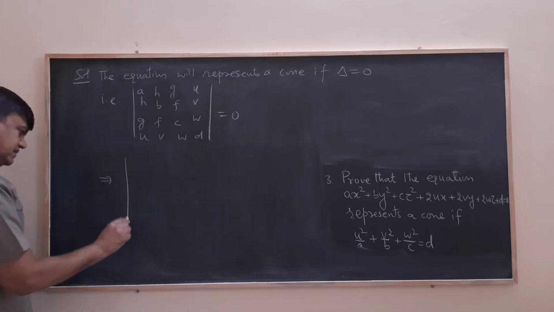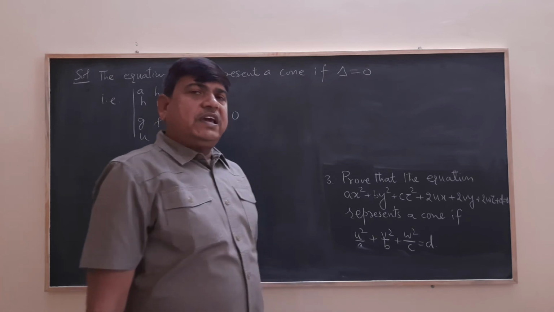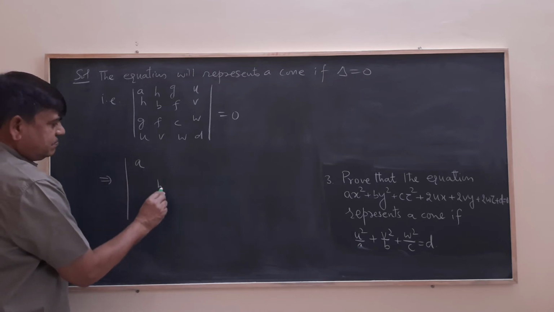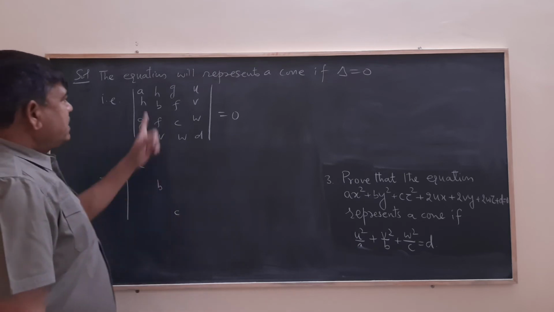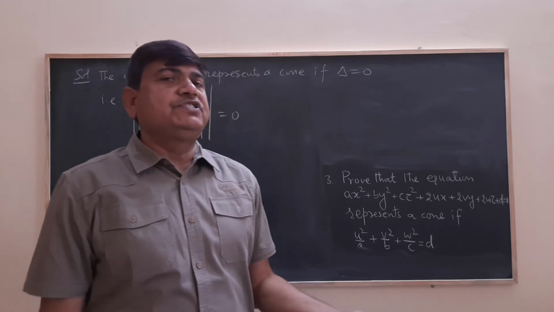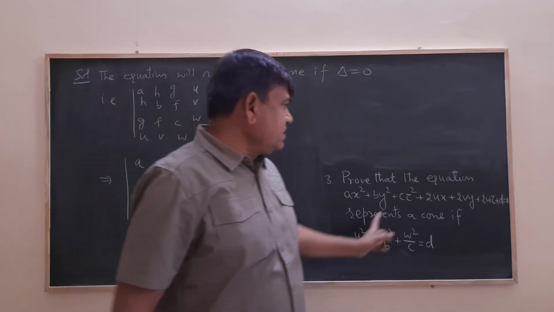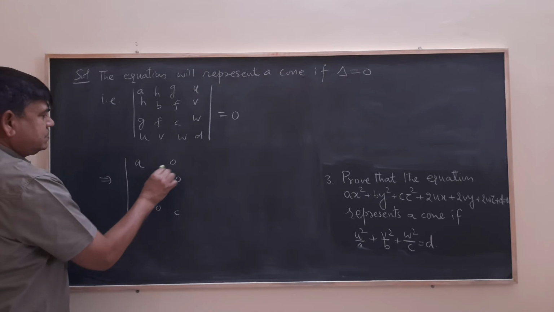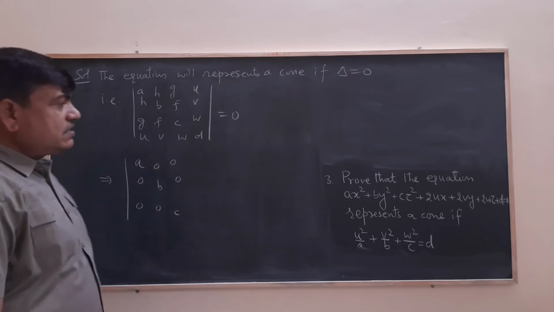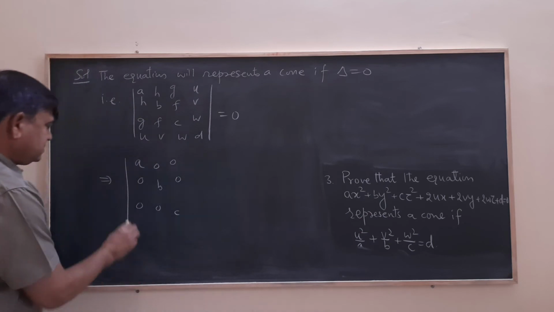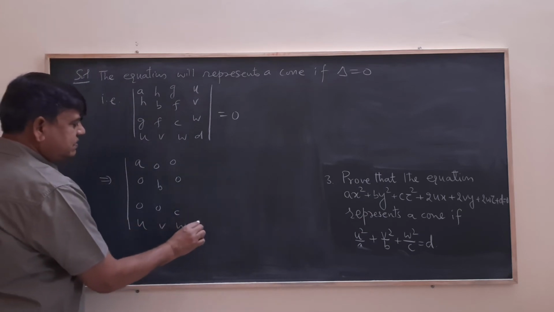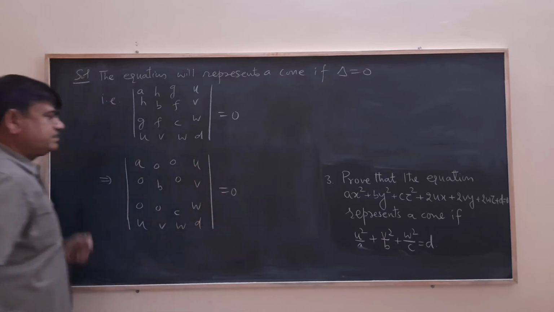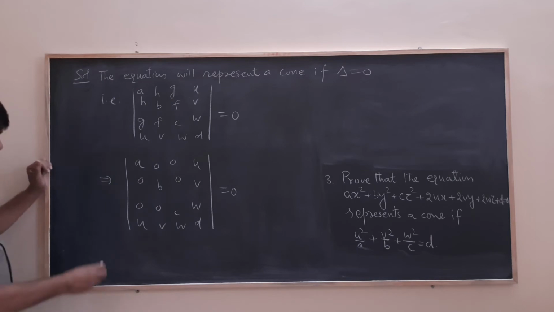This implies, A is the coefficient of x square, so I write it straight away, that is A, B, C. F, G, H means half coefficients of yz, zx and xy. So there is no such term, so they are 0, 0, 0. Then U, V, W, D. This is equal to 0. Now simplify this.